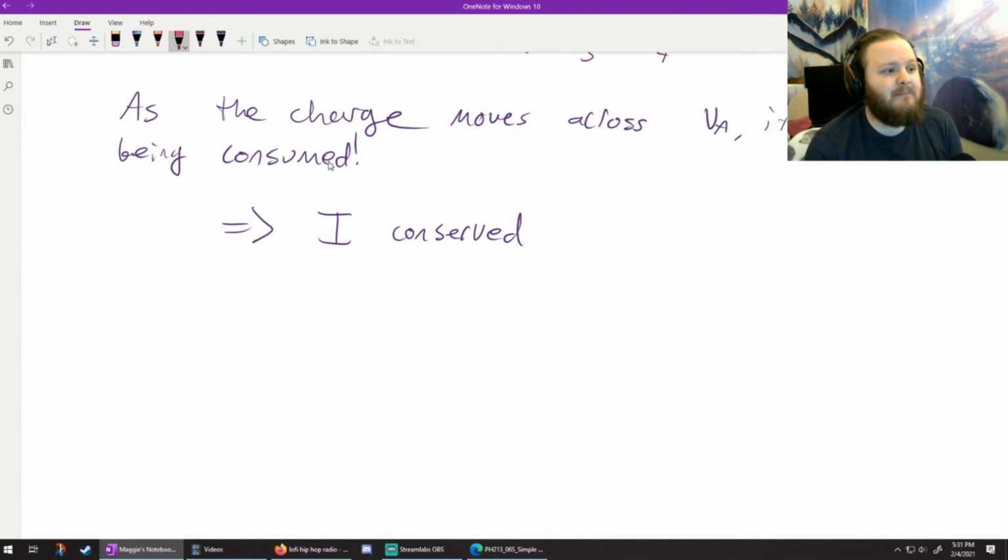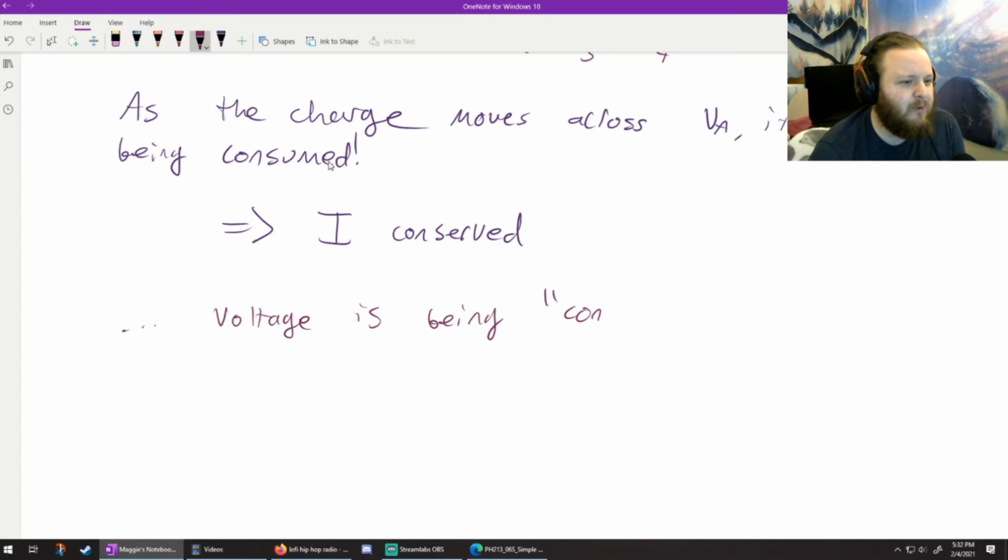So we have this statement that means that the current I is conserved, but follow up, voltage is being "consumed." I'm going to give that scare quotes because I don't really want to say consumed. It's not like it's being eaten. It's not like there's a big voltage monster that's eating all the voltage. But that is pretty typical parlance that we have for talking about circuits. That is pretty common language.